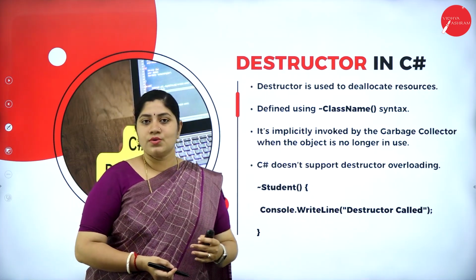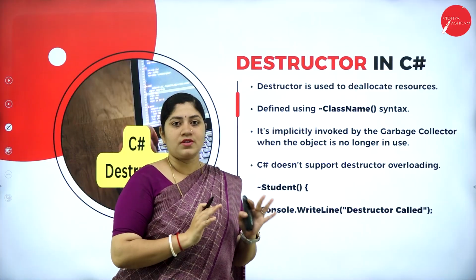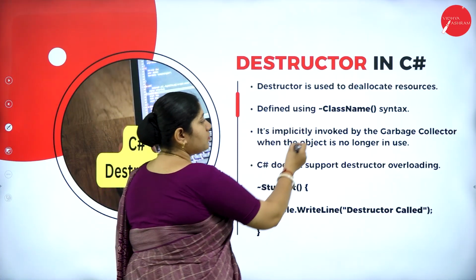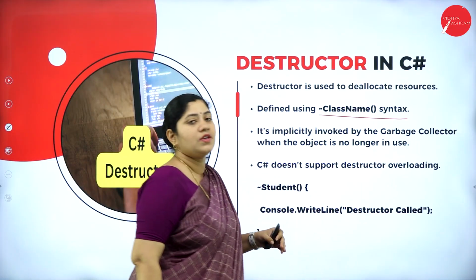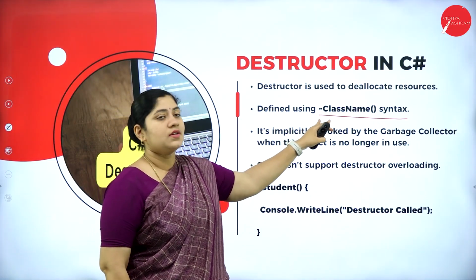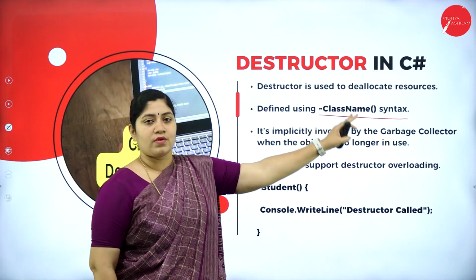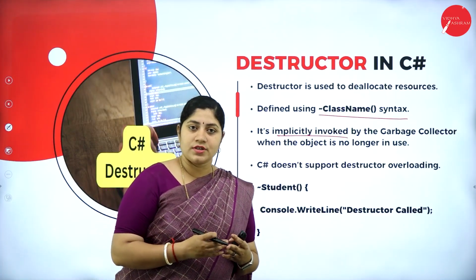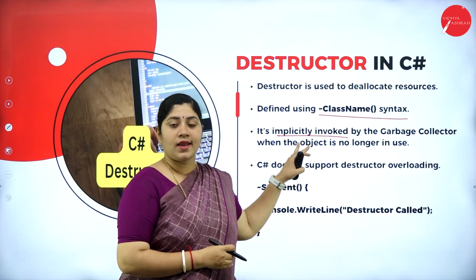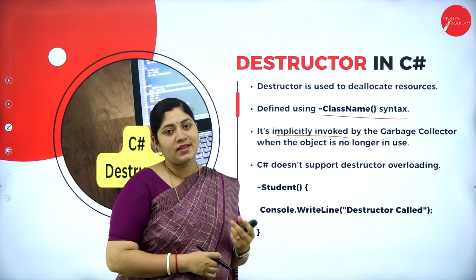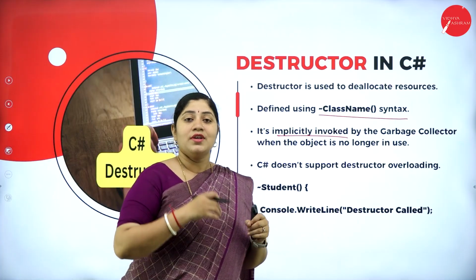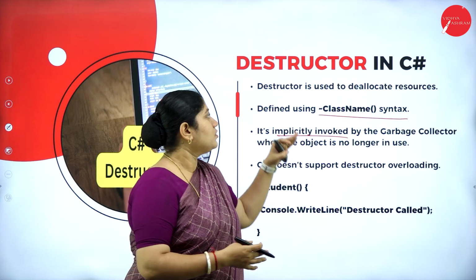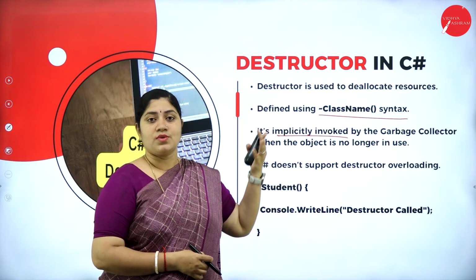Destructors are used to deallocate the resources of the system. It is defined in this format, so you can have a look over here. It is defined as a tilde followed by the class name. It is implicitly invoked by the garbage collector when you won't use the file for a long time. That's where the destructor is utilized.